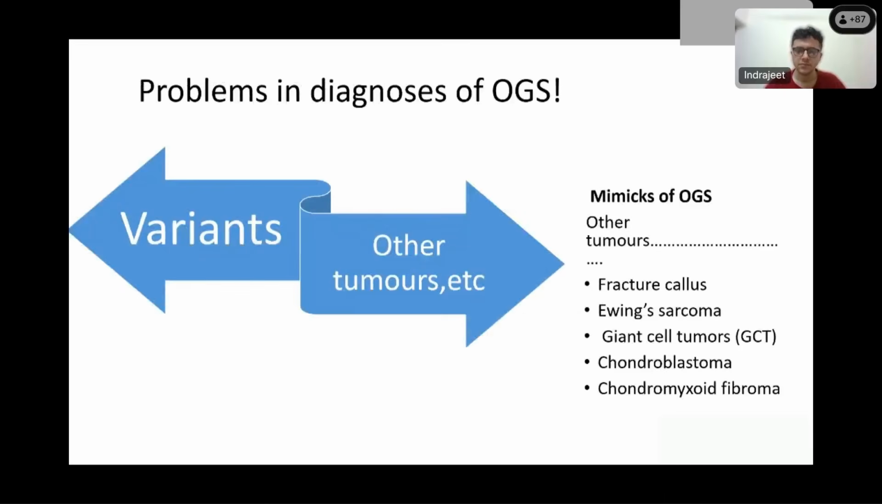Now the problems in the diagnosis of osteosarcomas are manifold, and we are obviously not going to talk about all of these because this itself will take a lot of time. The problems are twofold. One is that OGS itself has a lot of variants, and then there are so many mimics of OGSs which are not OGSs, like other tumors, then fracture callus, which is not a tumor at all, Ewing sarcoma with a round cell morphology, giant cell tumor of bone, chondroblastomas, chondromyxoid fibromas. All these tumors have the capacity to mimic osteosarcoma, and the other way around.